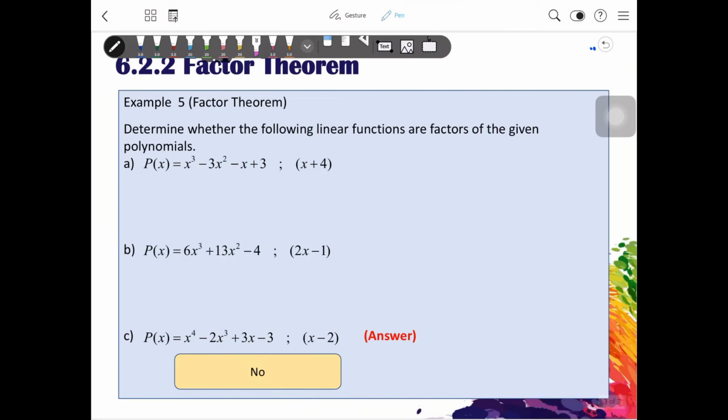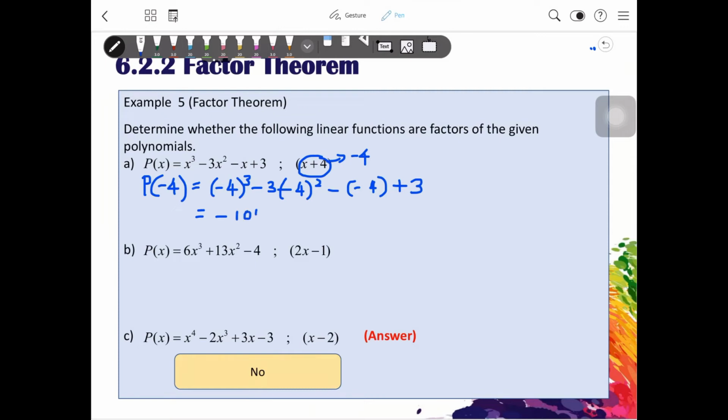So let's try an example. If you have this factor theorem, and you want to determine whether this linear function is a factor or not, you will substitute x equals negative 4. So p(-4), you substitute into the x, minus 3(-4) squared minus (-4) plus 3, and you get the value negative 105. So since it's not 0, therefore x plus 4 is not a factor.